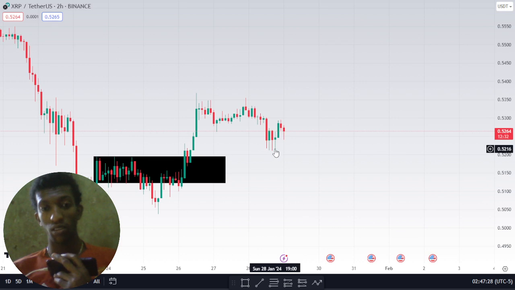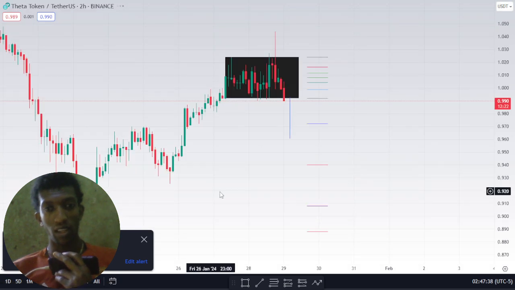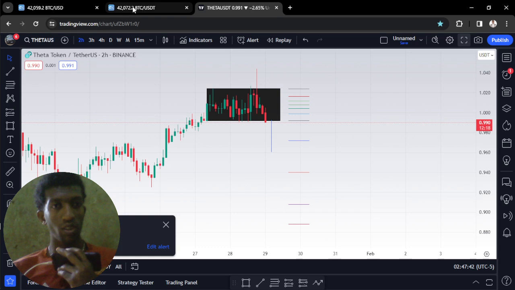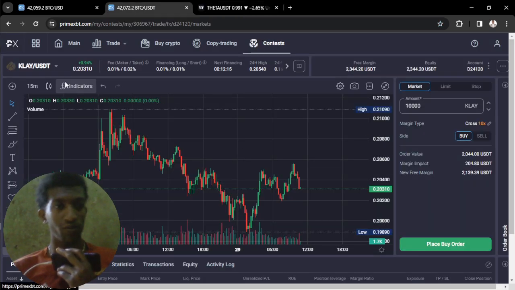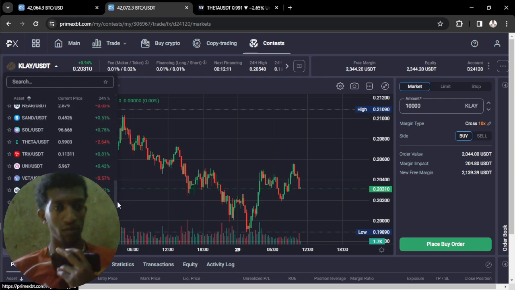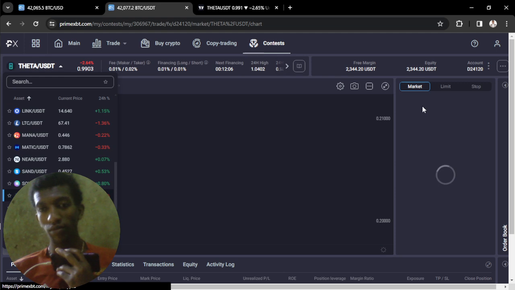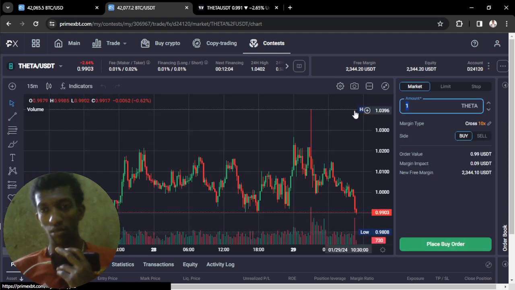As you can see, around here we had a consolidation and we moved up. Now we are finding a support. Theta. Right, we are on XRP. Theta has broken out, so we are selling. This is where the action begins, right? So we will be selecting here. There we go. We will be selling 100.